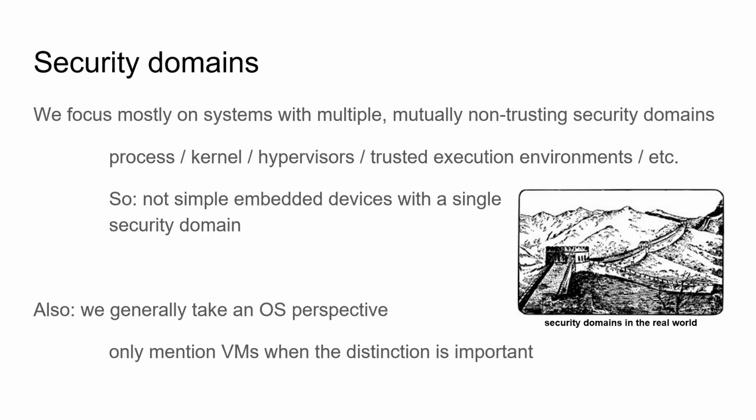We've already seen that some systems do not have multiple non-trusting security domains at all. For instance, simple embedded devices have only a single security domain. In this presentation, however, and indeed in this knowledge area, we focus mostly on systems that do have multiple non-trusting security domains.